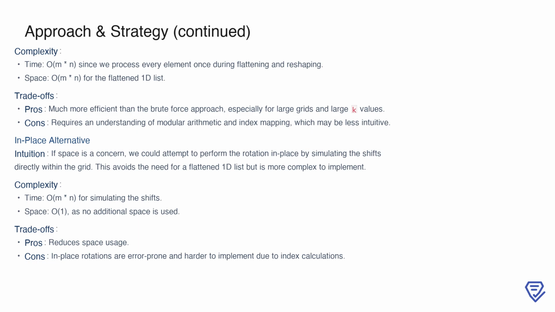An alternative worth mentioning is the in-place rotation method, where we attempt to perform all shifts directly within the grid itself, avoiding the need for a flattened list. While this can reduce space usage to O(1), it introduces significant complexity in handling the index calculations and is prone to errors. The time complexity remains O(m*n), but the added complexity in implementation makes it less practical for this problem. Overall, while space efficiency is improved, the in-place approach is harder to implement accurately.